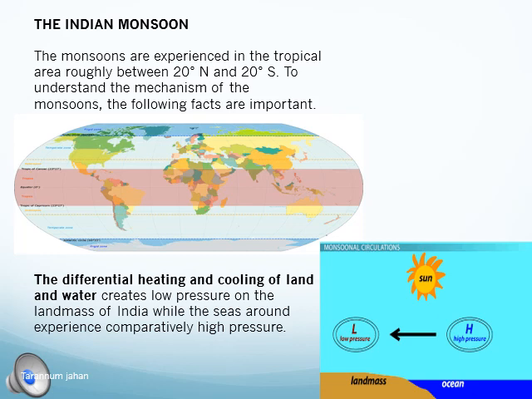Because of that, we are having the low pressure on the land mass, and the high pressure around the sea, because it takes time to heat and cool. That is the reason why we are having the high pressure of the air masses over the oceans. So what result do we get out of this? We get the movement of the wind from high pressure to low pressure, because when there is a low pressure, the air masses come out from the high pressure and it attracts them.